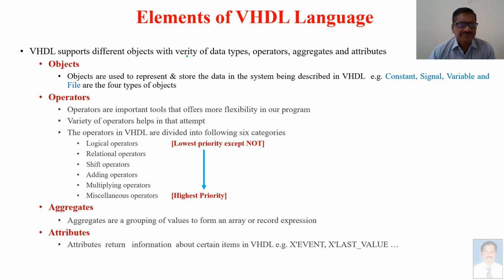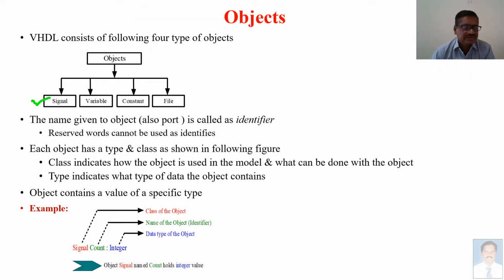VHDL supports objects with a variety of data types. We are going to understand the different data types as we go to the next slide. The objects are used to represent and store the data in the system being described in the VHDL code. For example, the objects may be a constant, a signal, a variable or a file. These are the four types of objects available in VHDL programming.